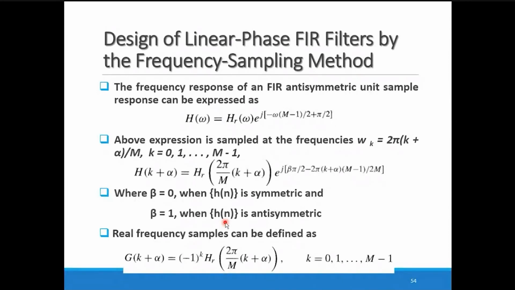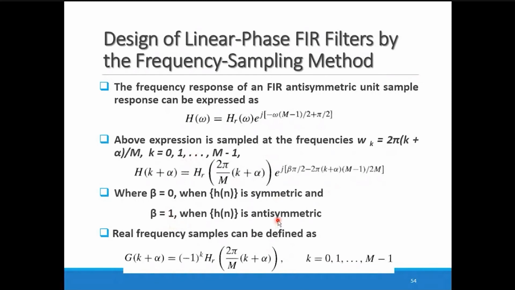If you sample this particular equation, the equation will be H(k+α) equal to Hr(2π/M (k+α)) e raised to j β π/2 minus 2π(k+α)(M−1)/2M. Here one new notation, or new term, we have introduced, that is β. If we take β equal to 0, the h(n) you derive from here is the symmetric one. And if β has the value 1, you get the anti-symmetric filter.